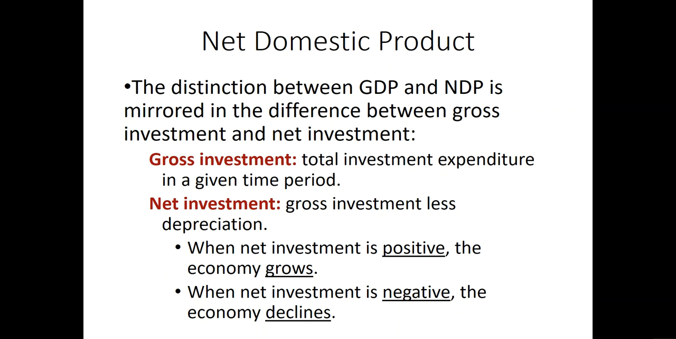However, if you get a negative net investment, your GDP growth is slower than the depreciation rate, which indicates your economy is declining. So the NDP is a second index you can use to measure the growth and decline of an economy.